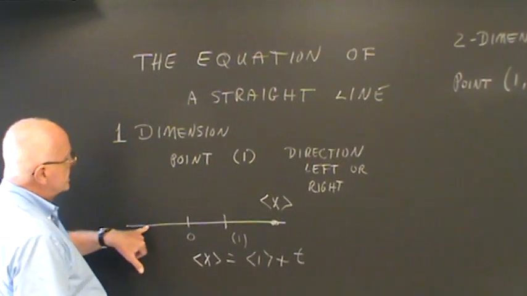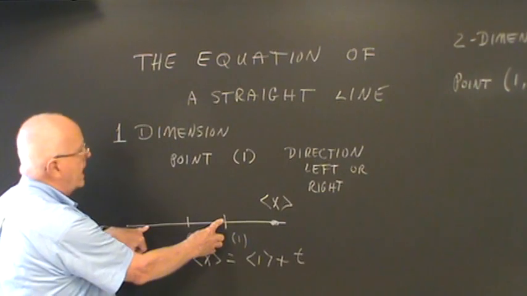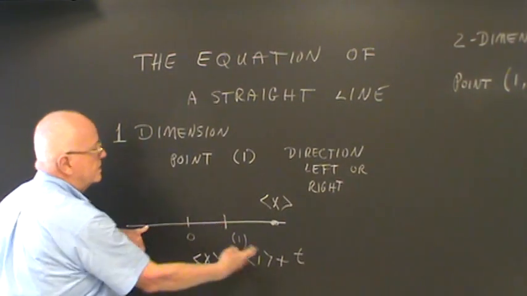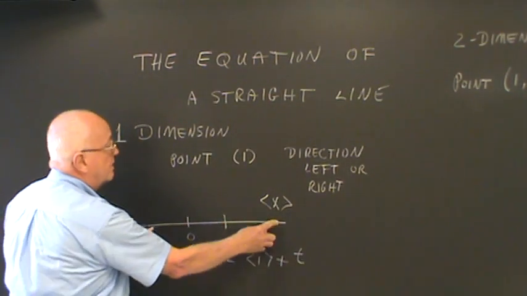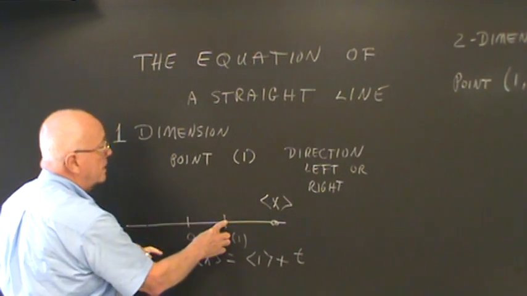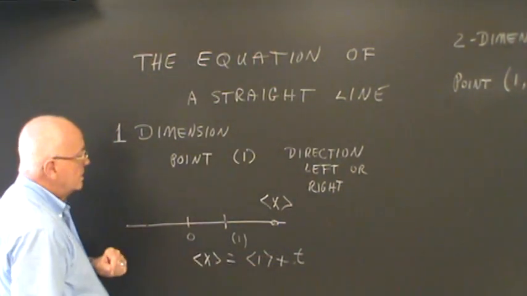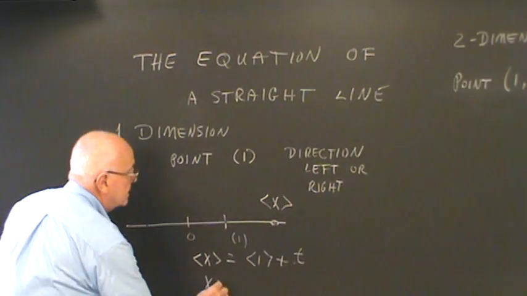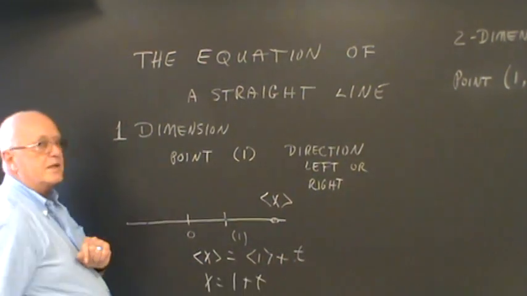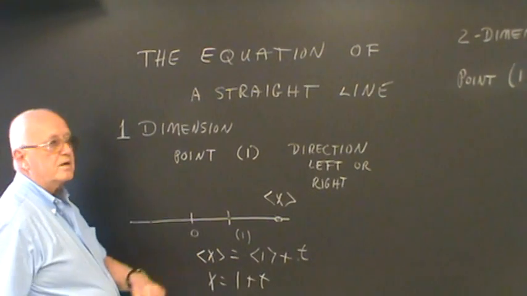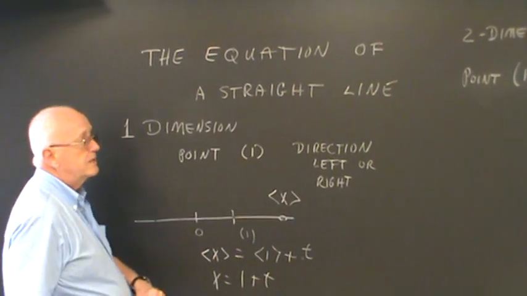So if I want to get to this point, I start here and I go in this direction so many units, which would be negative. If I want to get to this point, I start here and go over here so many units. So here is my equation of a line in one dimension. Find the x value by simply assuming a value of t.